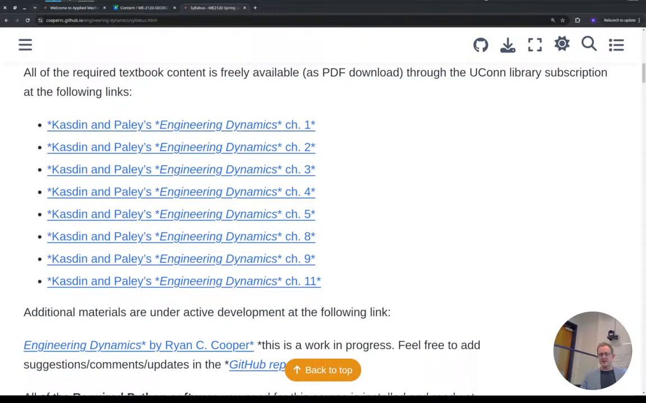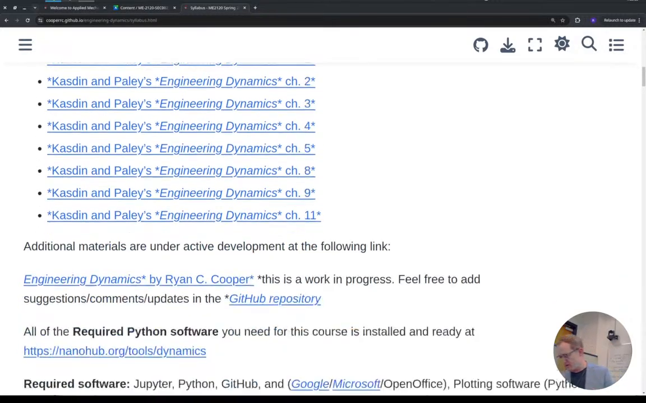All the chapters that we're using are hosted on the UConn Library, so you don't have to buy a textbook. You can use the PDFs from the library.